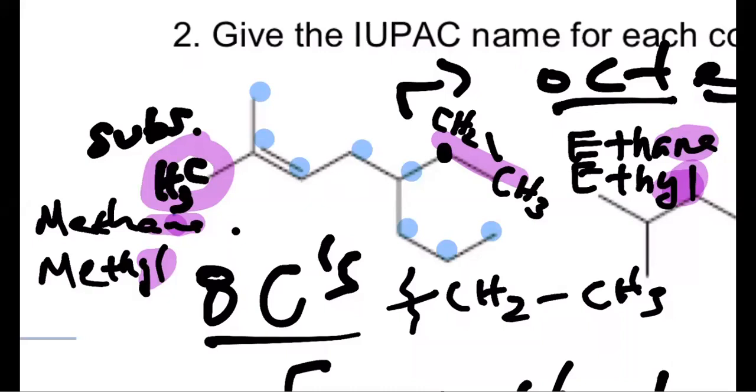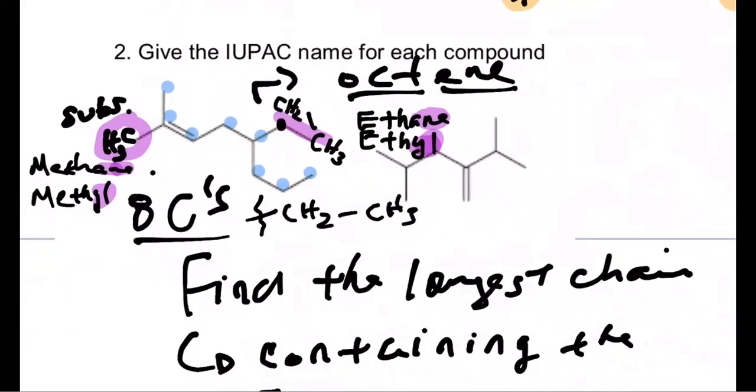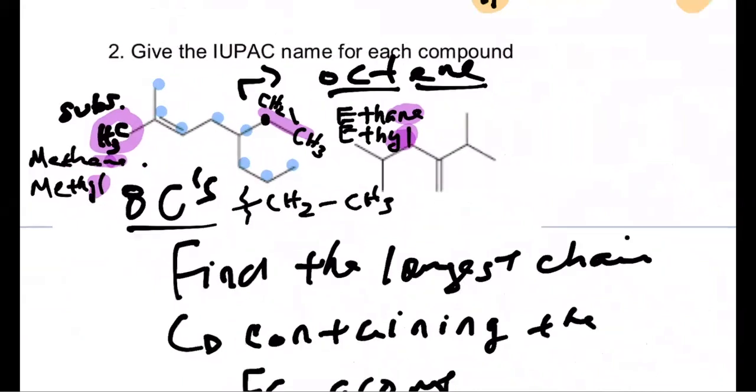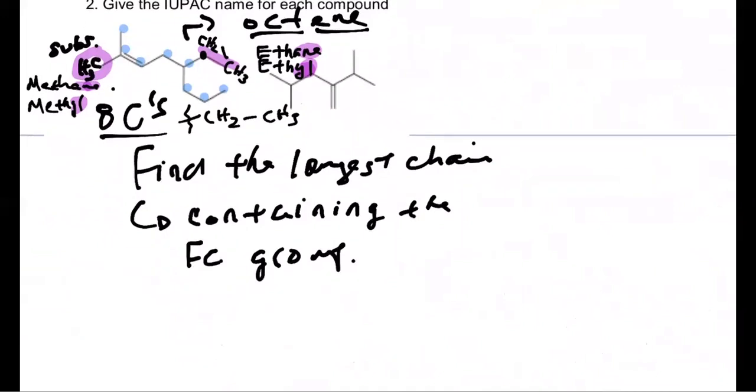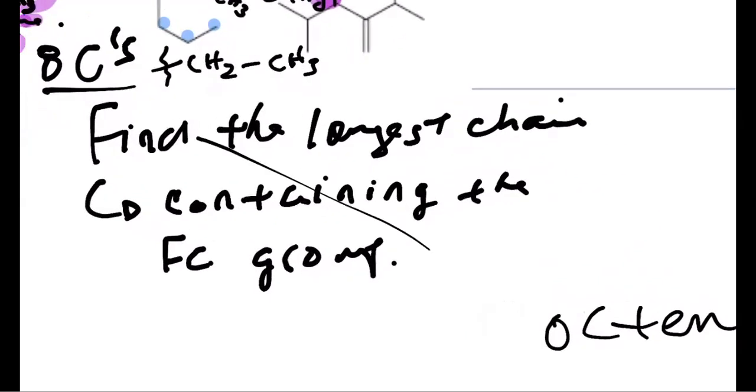So let's look at it. We've got enough information now to put the name together. We found the longest chain, which is 8 carbons. We said the parent was octene. I was right. I'm going to put that down here. I don't want to jumble it up. All right. We know what the substituents are and where they are because we're going to start counting from which end.